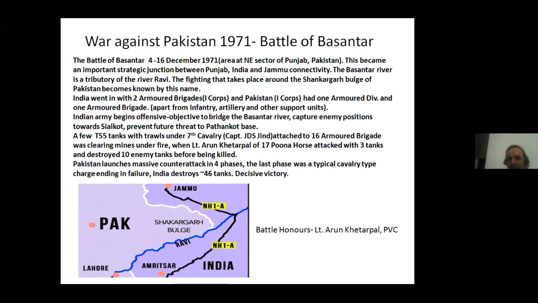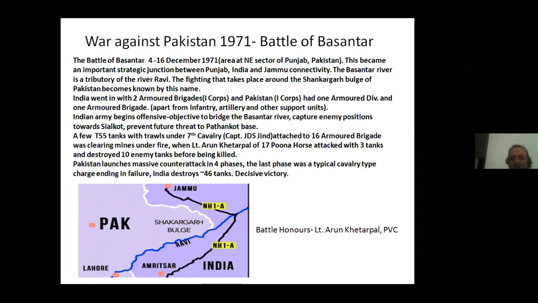And then here, the objective again for the Indian army is to encounter the Pakistanis around this. We go in with 2 armored brigades, but the Pakistanis come in with 1 armored division and then 1 armored brigade, both 1 corps from the armored divisions. The objective is to go towards Sialkot, capture it, and prevent them from coming up to Pathankot, and then defend the Indian territories here.